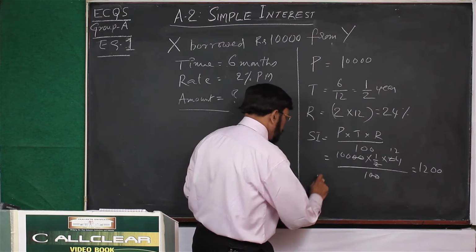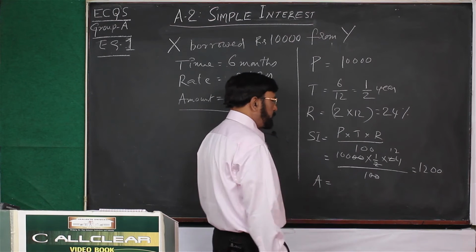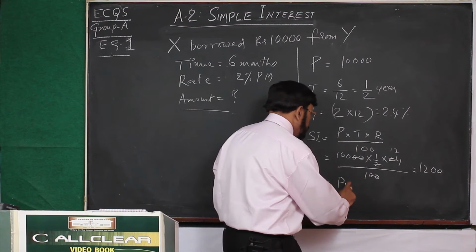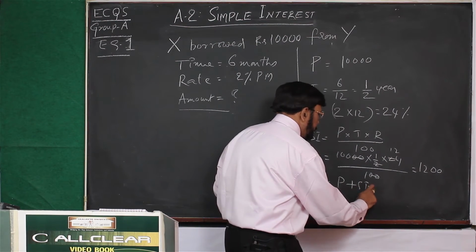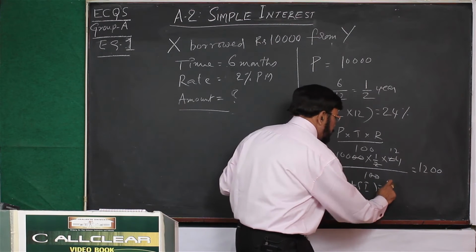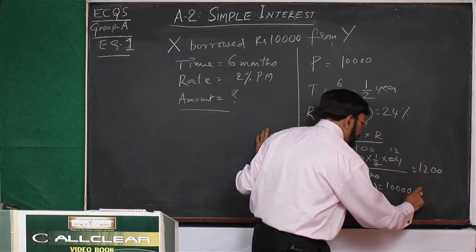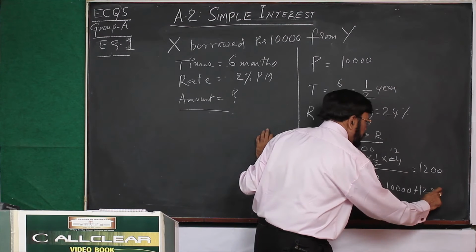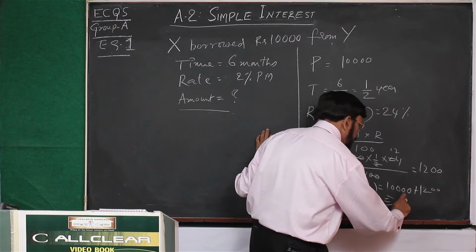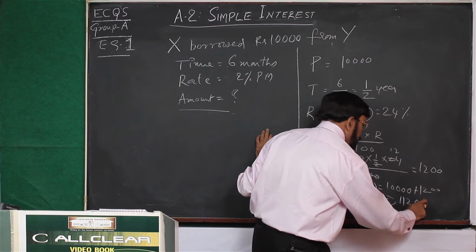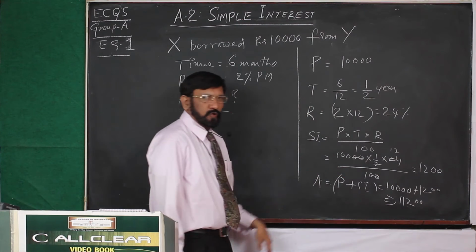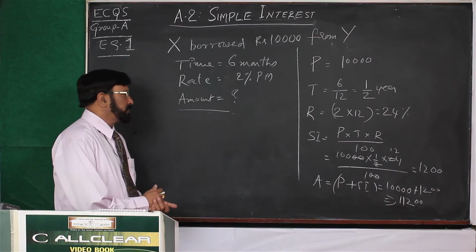What we want? We want the amount. Amount is equal to P plus SI, that is 10,000 plus 1,200, which is equal to 11,200. That is the amount we have to calculate.